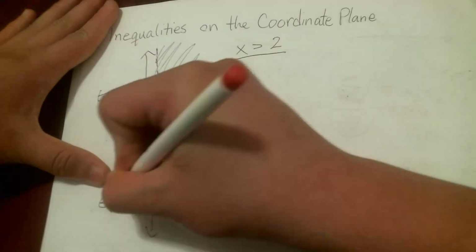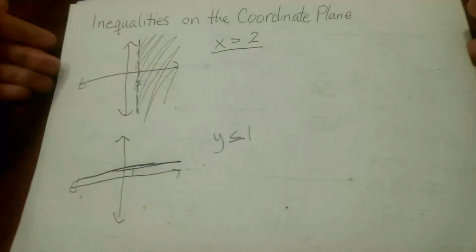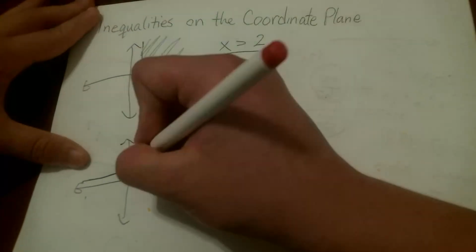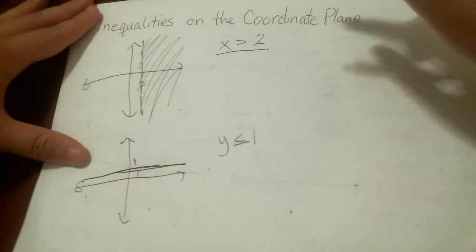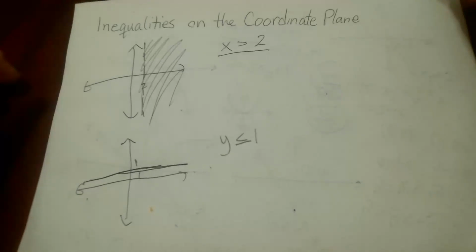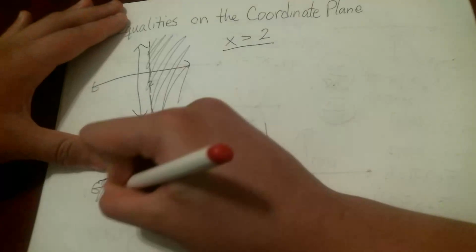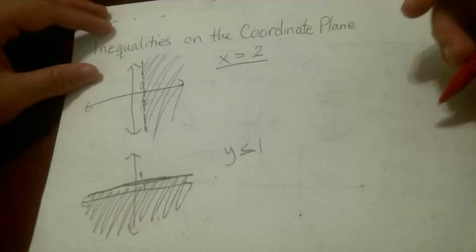It is a solid line, not dashed in this case. And then we would have to fill in all the points that are less than 1. I'll just put the 1 here. Since y is less than or equal to 1, we will shade all of these values under here, like this.